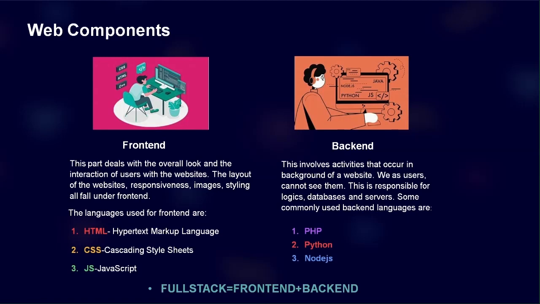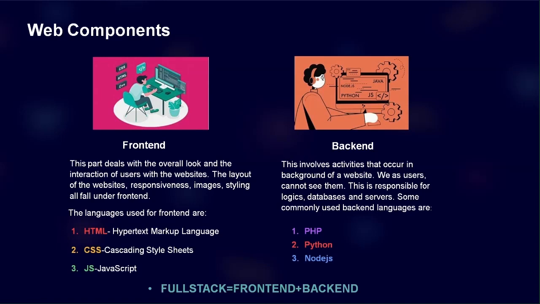For front-end, we need three major languages, that is HTML, Hypertext Markup Language, CSS, Cascading Style Sheets, JavaScript. For backend, we have many languages such as PHP, Node.js, etc. Now, an important term here is full stack. So basically, it means having knowledge of both the front-end part and the back-end part. So we are focusing today on the front-end part.